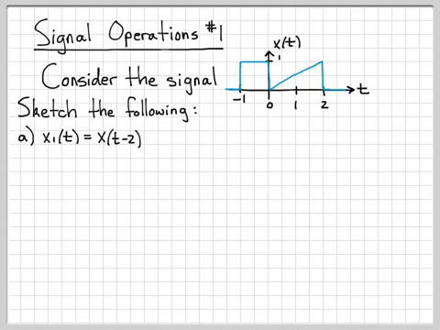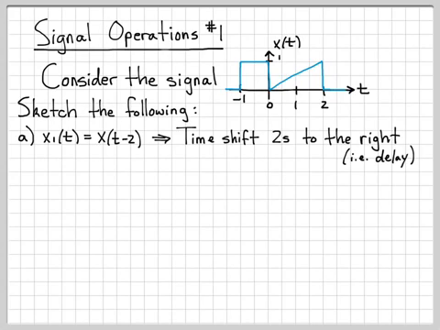Well, we know what x of t minus 2 means. That is a time shift, and it's a time shift 2 seconds to the right. So it's a delay. Things slide to the right. So to sketch x of t minus 2, we need to just take our original picture and shift it 2 units to the right. So the way I like to do that is to pick points.